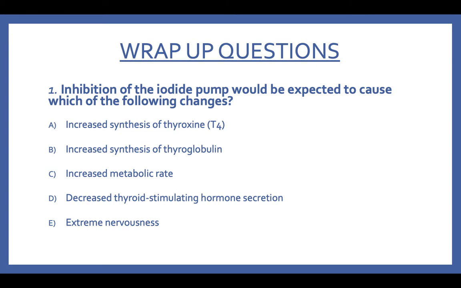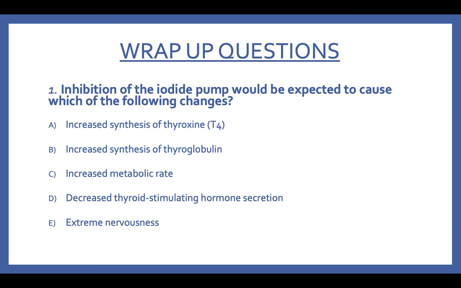You can't form your thyroid hormones because T4 is the last step in your synthesis path. So A should be incorrect. C, which is increasing metabolic rate. Thyroid hormones are responsible for increasing metabolism. And because you're inhibiting the synthesis of these hormones, C is incorrect.